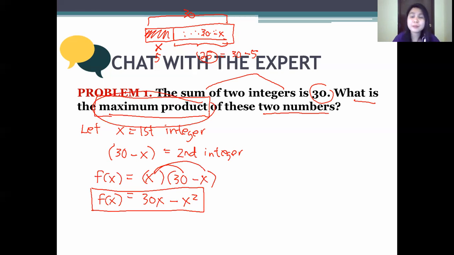Remember, the problem is asking us for the maximum product. How do we solve for the maximum product of two numbers? Here, in the parabola, this is your maximum if the parabola opens downwards. Or if it opens upwards, this is your minimum. It means the lowest point, and this is the highest point. And we call this our vertex, our h, k. So to solve for the maximum or the minimum product, you solve for the vertex.